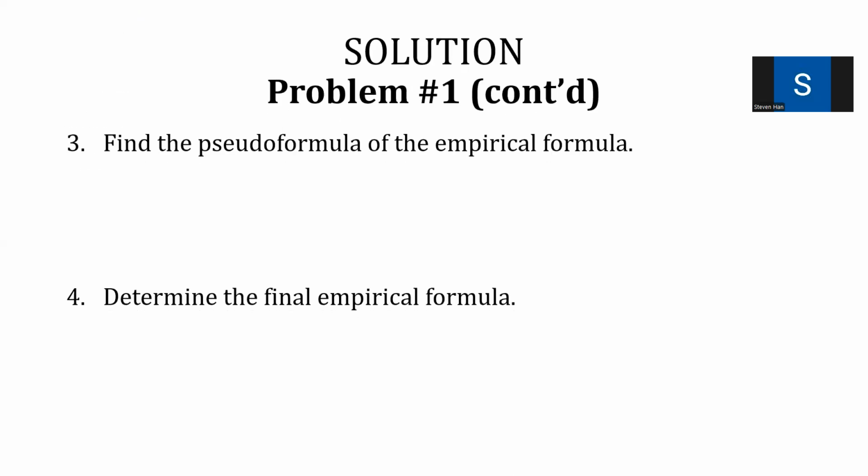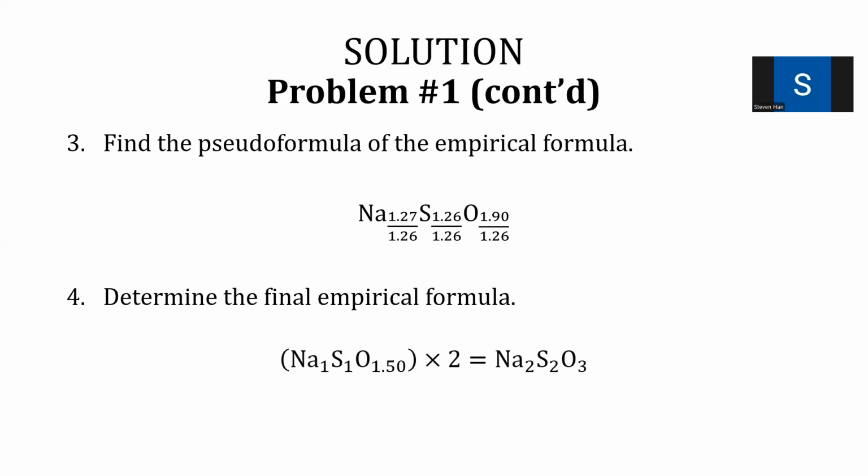Now, finding the pseudoformula of the empirical formula is done by writing the elements from most metallic to most non-metallic. The lowest amount in moles was 1.26, and after dividing all of the elements' moles by 1.26, the empirical formula is NaSO1.5. However, since the empirical formula has to be whole numbers, a multiplication factor for each subscript was applied, a factor of 2, resulting in a final empirical formula of Na2S2O3.